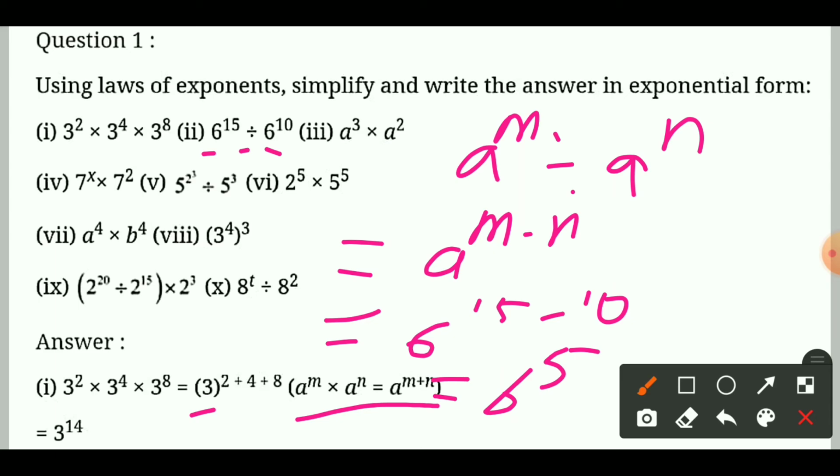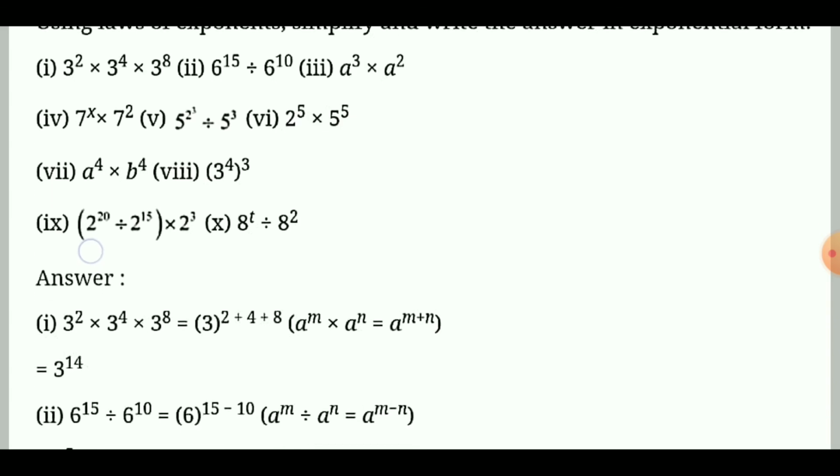Now tell me the answer of this question: a raised to power 3 multiplied by a raised to power 2. In this condition we are going to use the first law: a raised to power m multiplied by a raised to power n, in which we add their powers. So the answer is a raised to power m plus n. So it means a raised to 3 plus 2, which equals a raised to power 5, is the answer of the third part. Okay, see the answers of second and third.